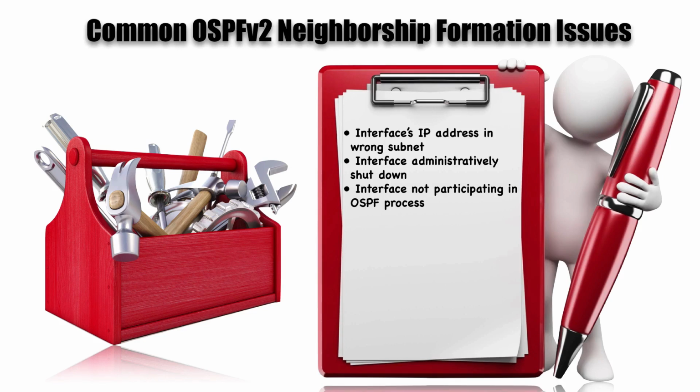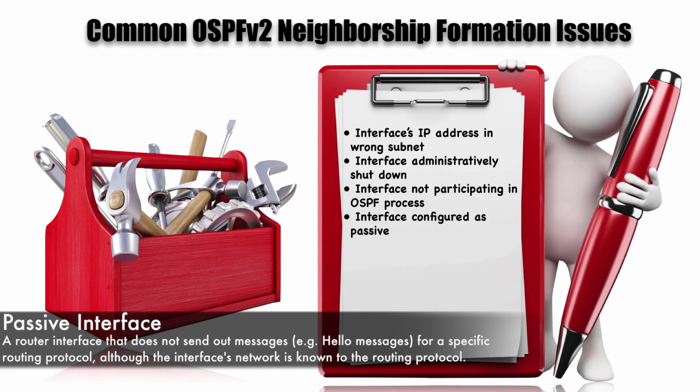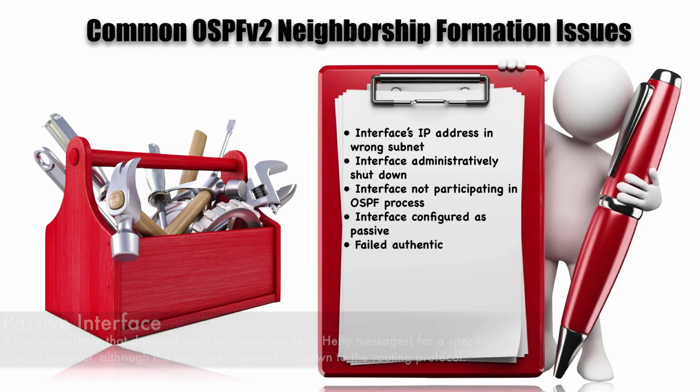We could go into the interface, and in interface configuration mode, we could say, I want this interface to participate in OSPF. Just because we don't see the network statement does not necessarily mean that an interface is not participating in the process. We want to make sure that the interface is not configured as a passive interface. Remember, a passive interface is not going to form a neighborship. However, that interface can still participate in the process. In other words, the network associated with that interface can still be advertised via OSPF.